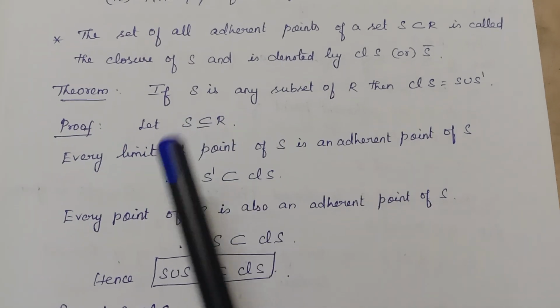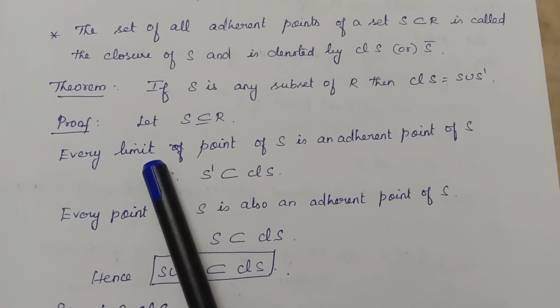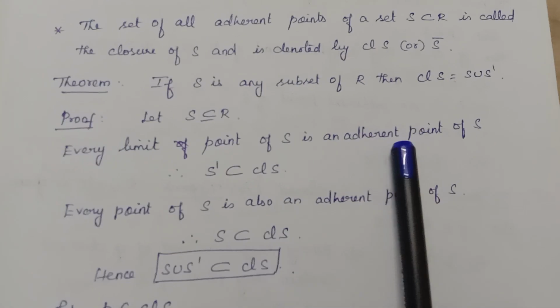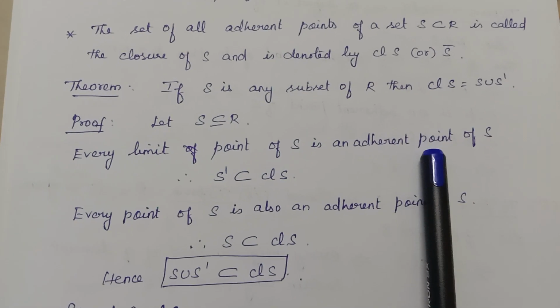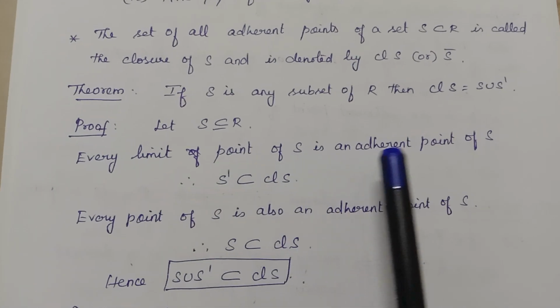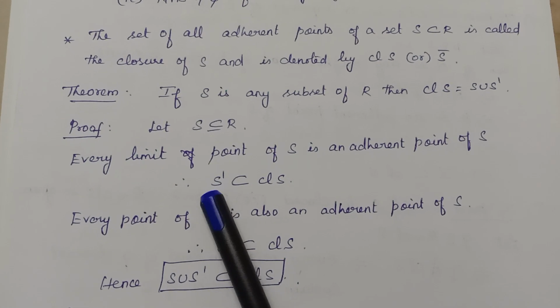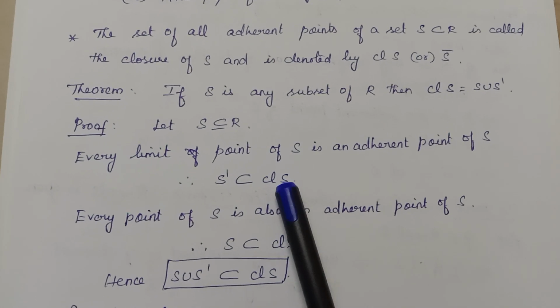Why is it so? Because limit point means what? Every neighborhood of the point contains a point of S other than P. That is the limit point. But for an adherent point, every neighborhood contains a point of S. So every limit point will become an adherent point. So the derived set, every limit point is an adherent point, so S dash is contained in closure of S.